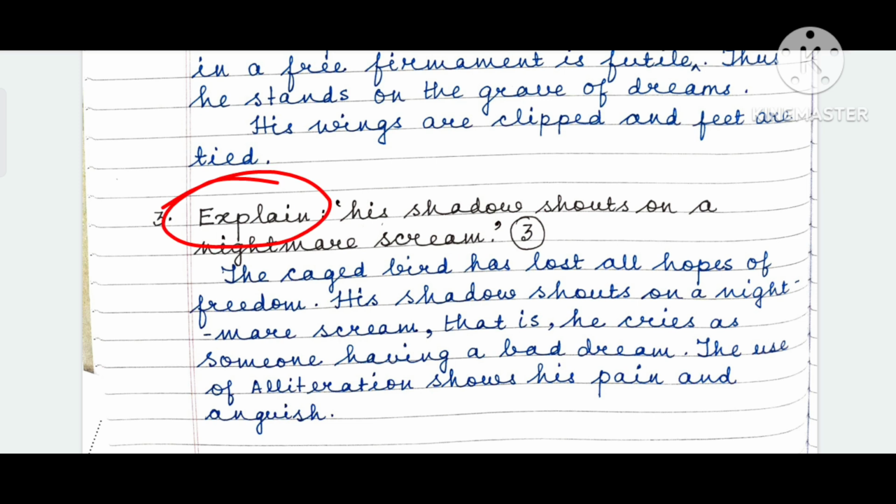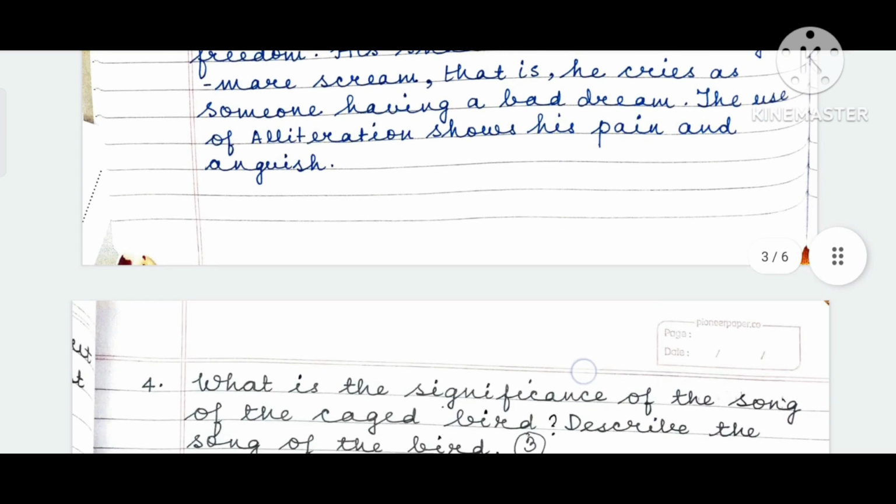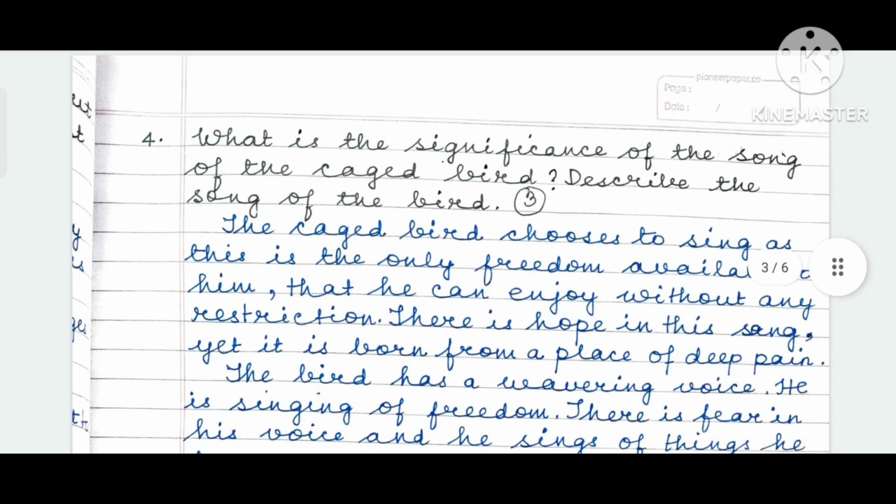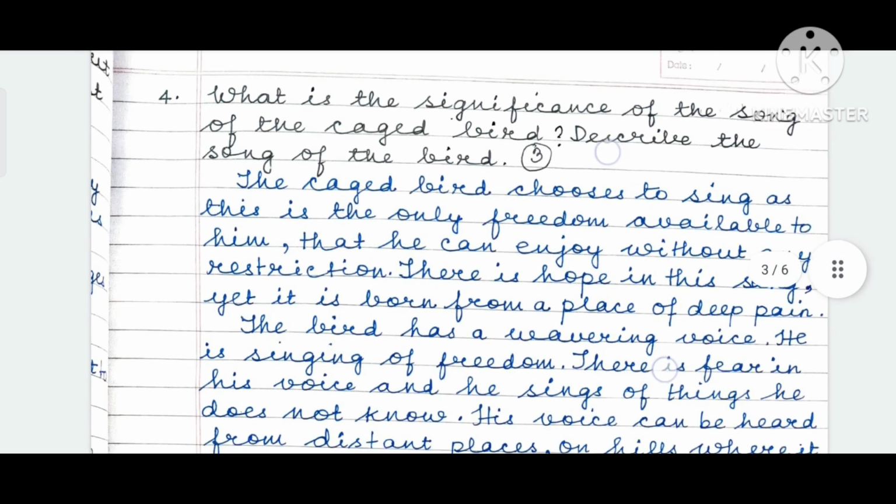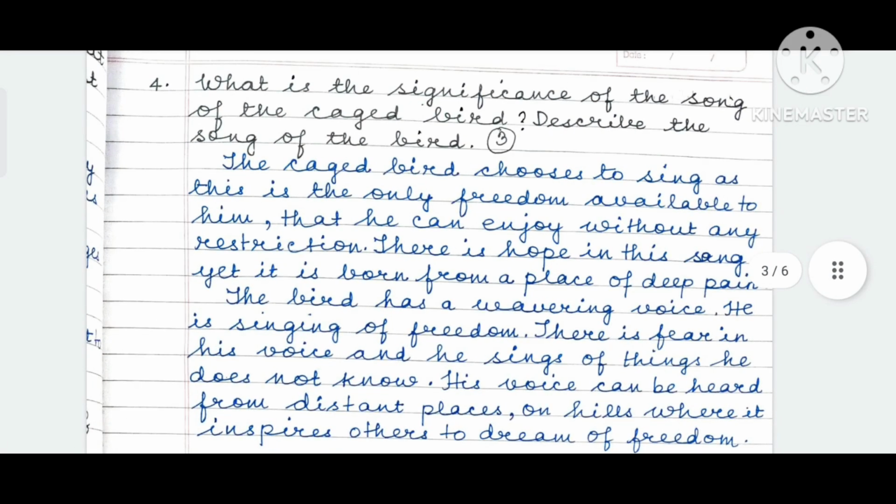If you are asked to explain something, explain like this. This answer is brief, to the point, yet this answer consists of all the key words and expressions. Question number 4 now. What is the significance of the song of the caged bird? Describe the song of the bird. So here I have incorporated, since this is a practice worksheet, these two questions together.